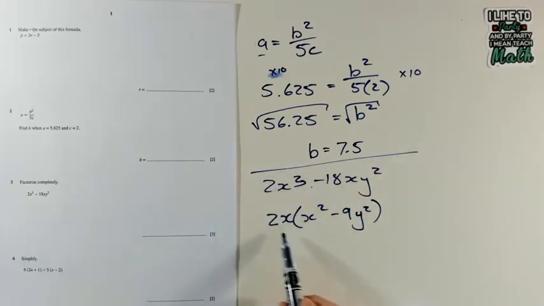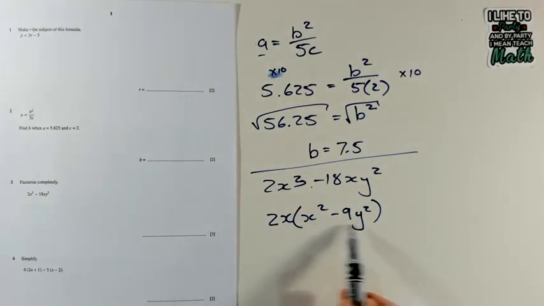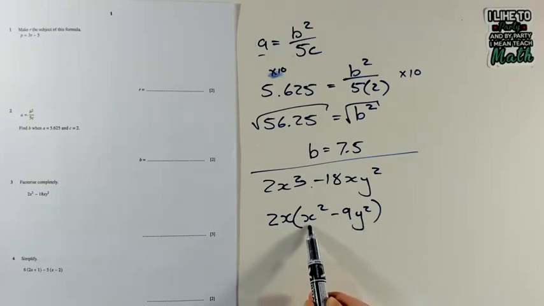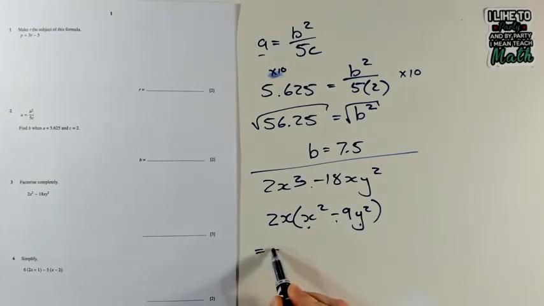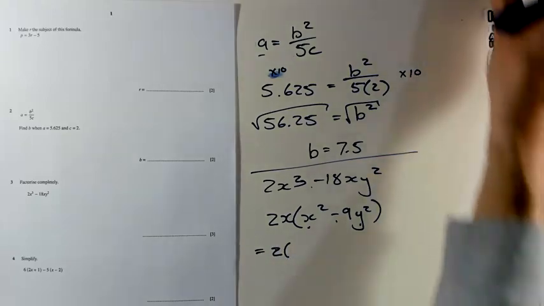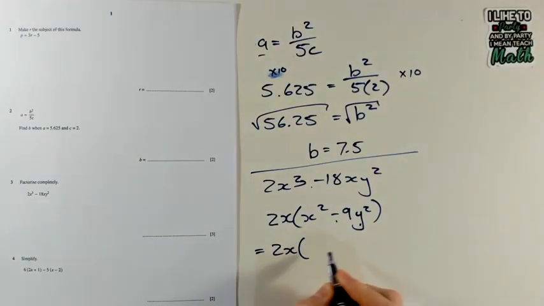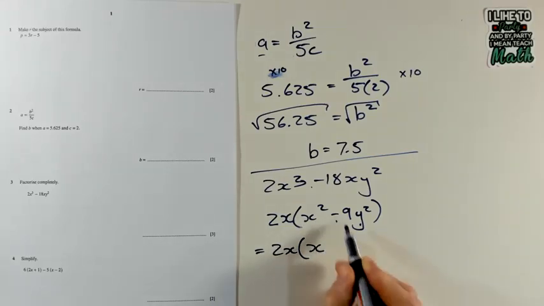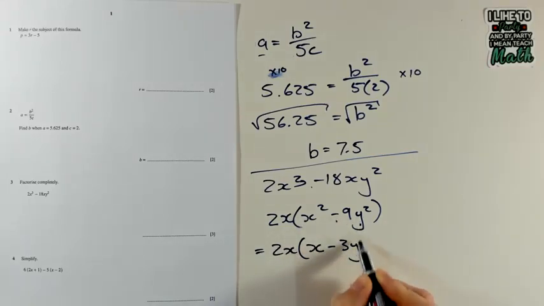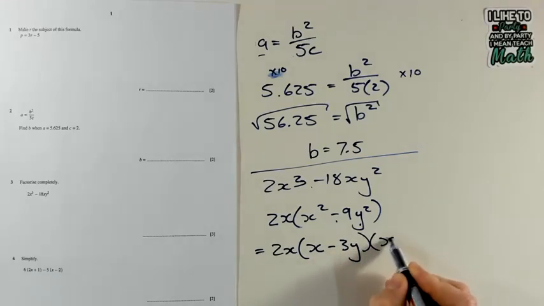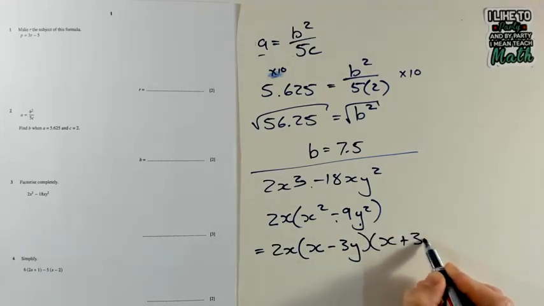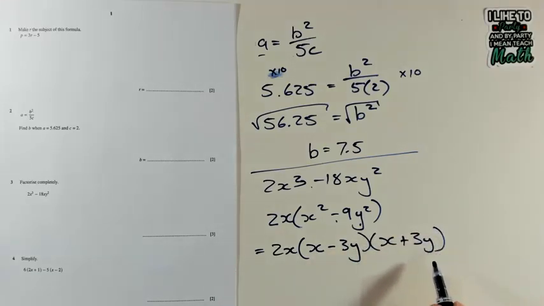A very common mistake is to end here and think you've factorized because it doesn't look like there's anything common inside the brackets, but these are both square numbers, and that's the difference of squares. So the 2x is still here on the outside, and then this is difference of squares. The square root of x squared would be x, that would be minus 3y. And then the second bracket is going to look the same, except there's going to be a plus 3y, and that's fully factorized.